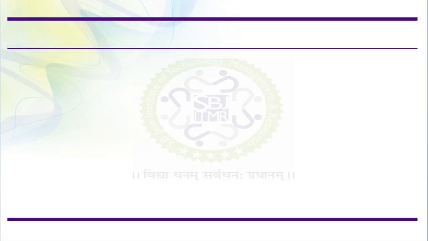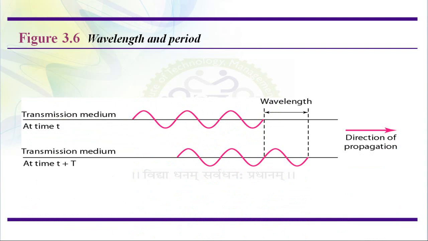Now we discuss about the wavelength and period. So first of all, what do you mean by wavelength? So wavelength means length of the wave. इसको हम लोग discuss करते हैं इस figure के साथ में. So in this figure, we have the transmission media at time t. So here the transmission media started at time t, and the second is the transmission media at time t plus capital T.